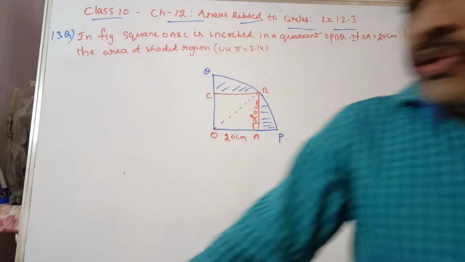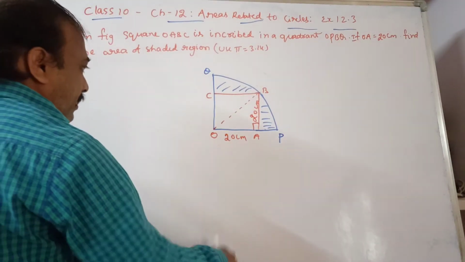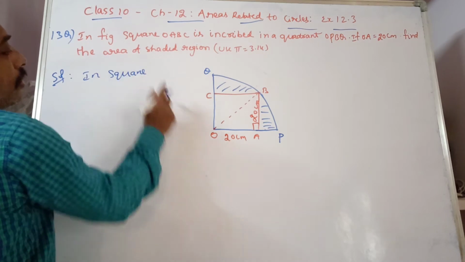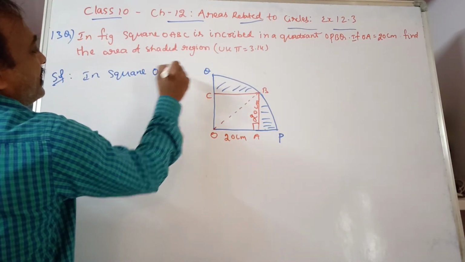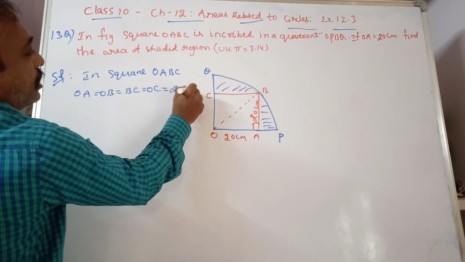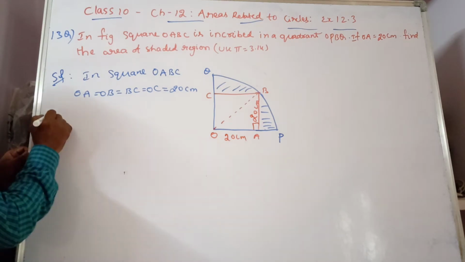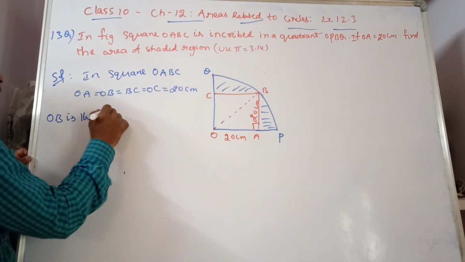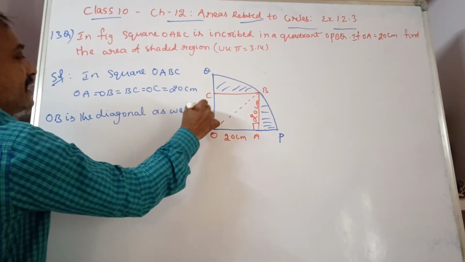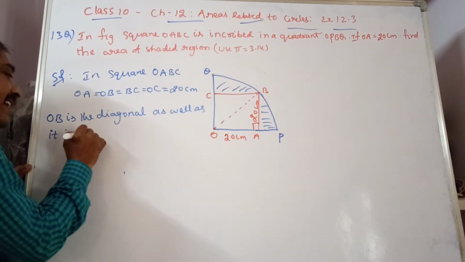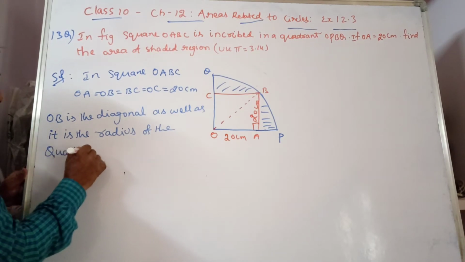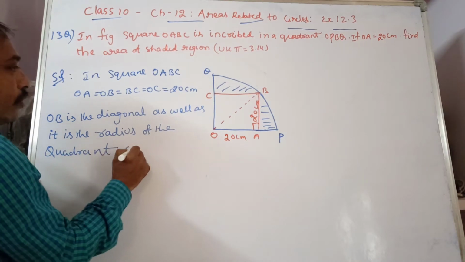Look at this solution. In square OABC, OA is equal to AB is equal to BC is equal to OC, which is equal to 20 centimeters, and OB is the diagonal as well as the radius of the quadrant OPBQ.